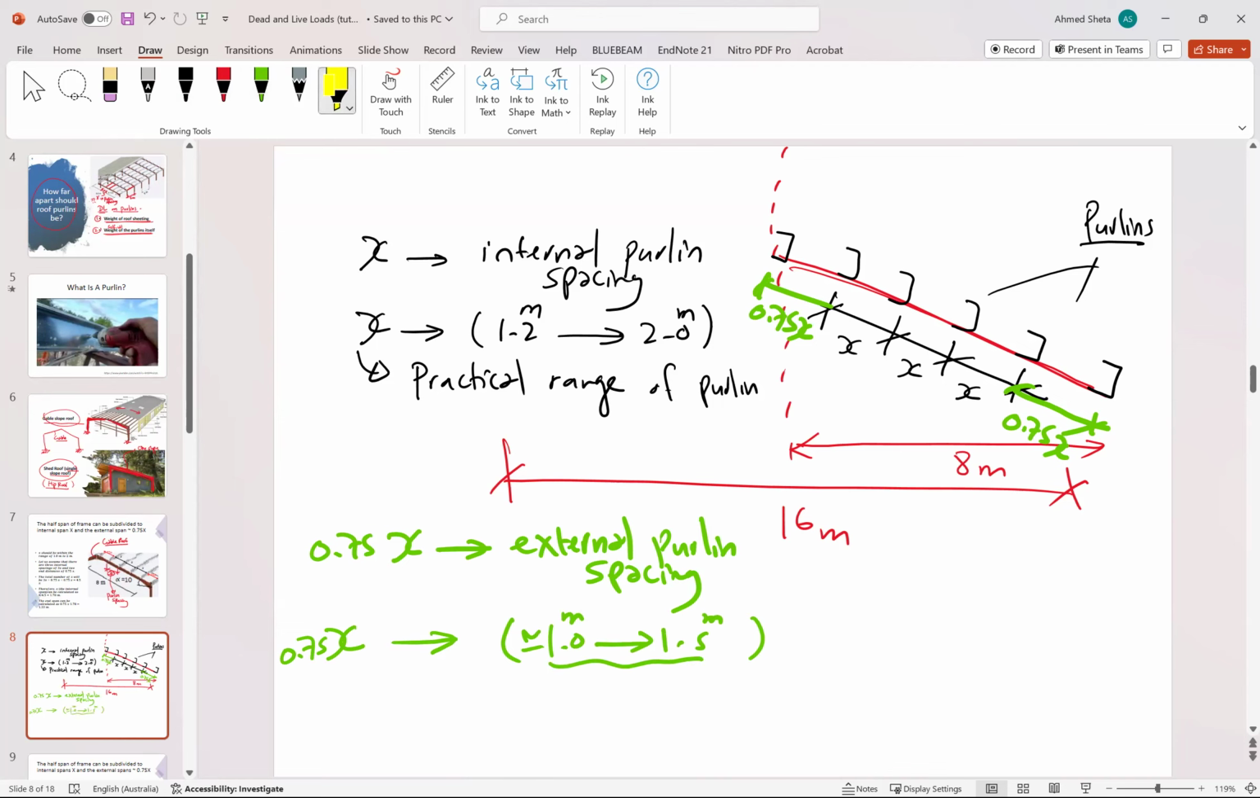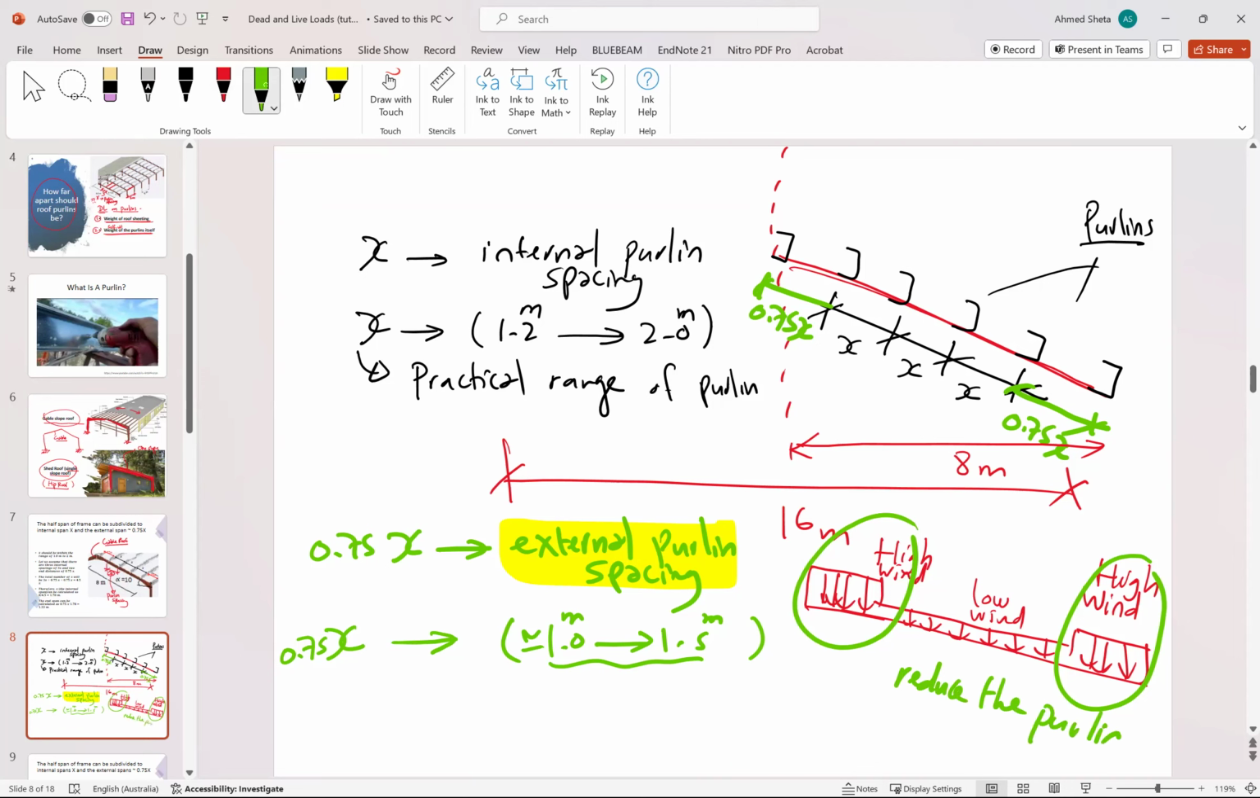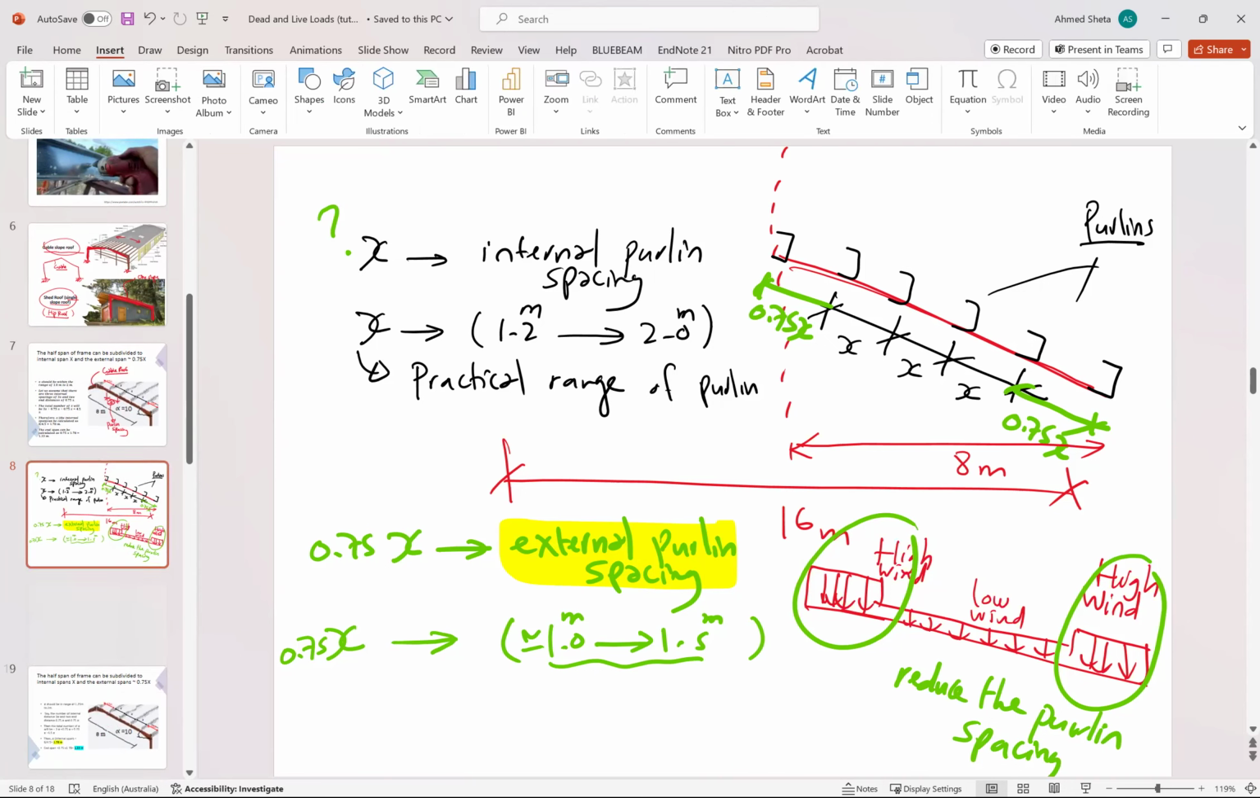Why is the external spacing less than the internal spacing? Because later when we calculate the wind load, we will find that the wind load is more intense on the edges. If you look at the wind loads on the roof, we have high wind here, and in the middle we have low wind. So that's why on the edges we need to make the purlins closer, so we reduce the purlin spacing at the edges. Okay, so we need to find the purlin spacing, we need to find X. Let's continue in the next slide.